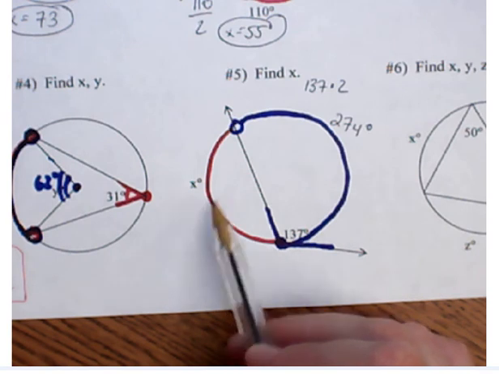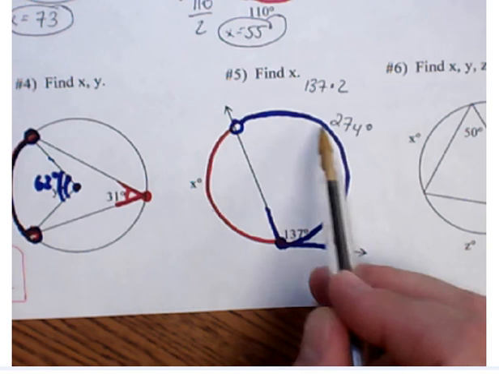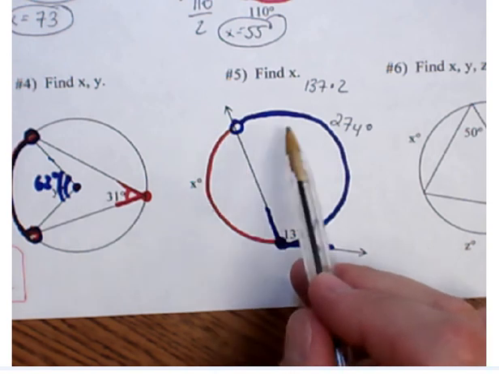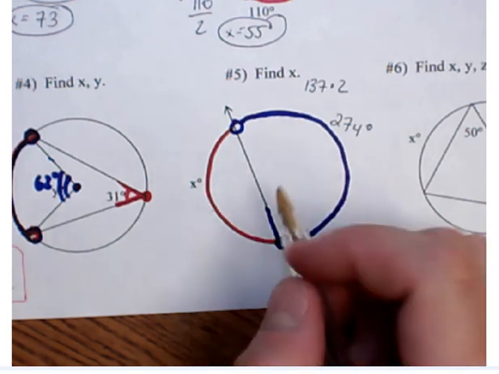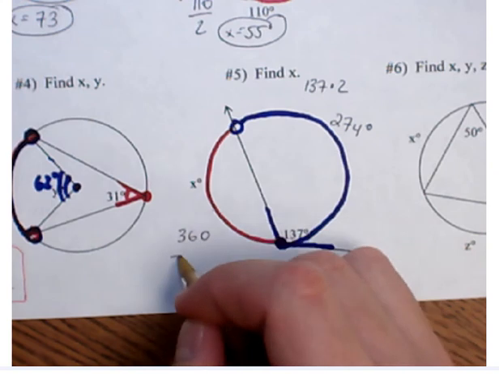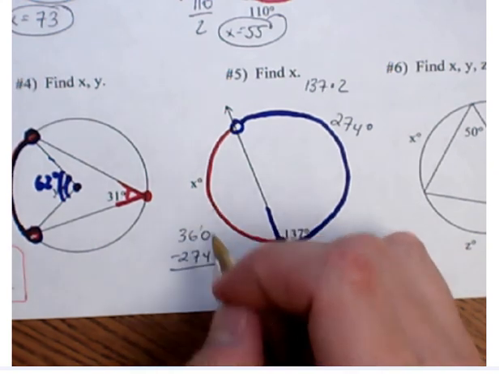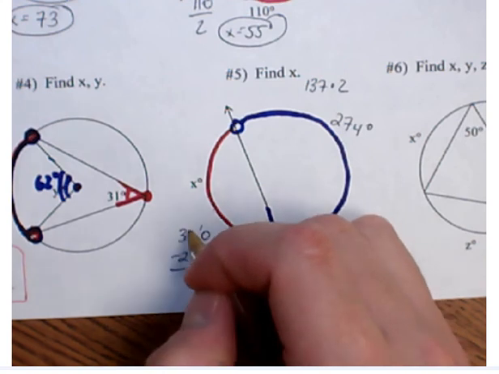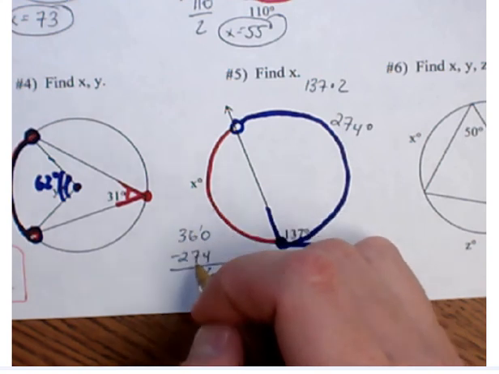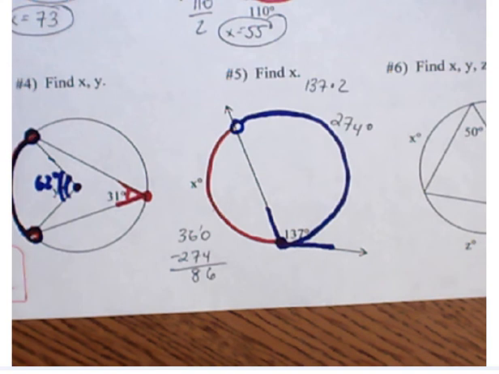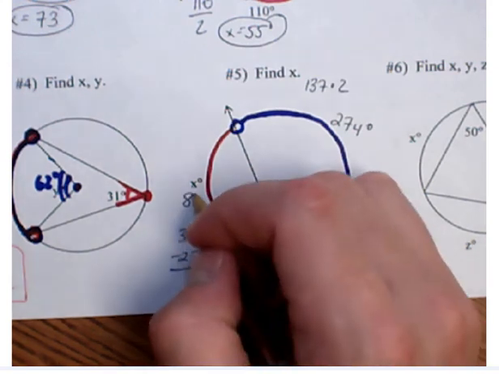Well, x is what's left of your circle. You know that all the arc measures have to add up to 360. So if this piece is 274, let's do 360 minus 274, and we'll subtract here, so 10 minus 4 is 6. We're going to borrow, we get 15 minus 7 is 8, 86 degrees. So x is equal to 86.